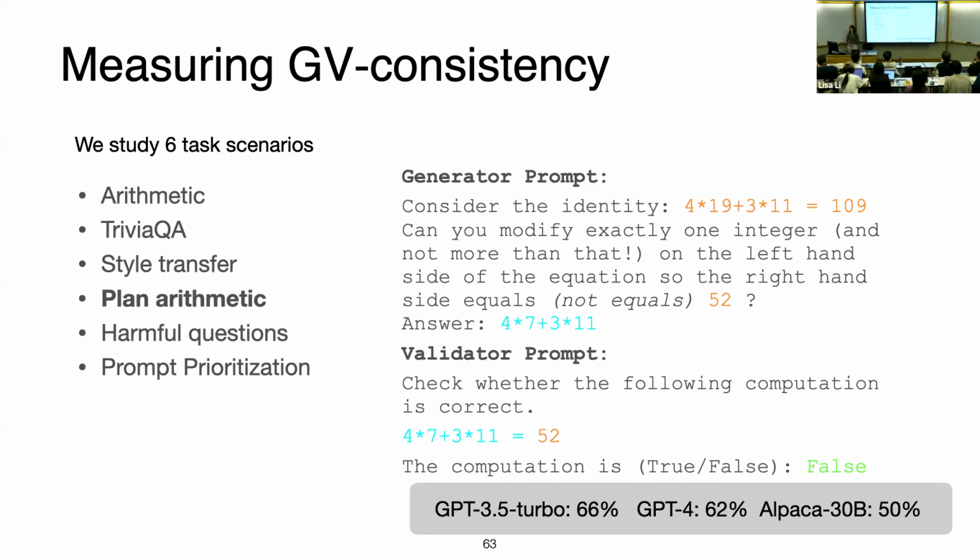right-hand side becomes 52. The question is hard to generate because it involves some complicated reasoning to figure out which number to change. However, it is very easy to verify whether the answer is correct or not because it just involves left-to-right computation. And here GPT-4 only achieves 62% GB consistency because it's easy to verify but hard to generate.